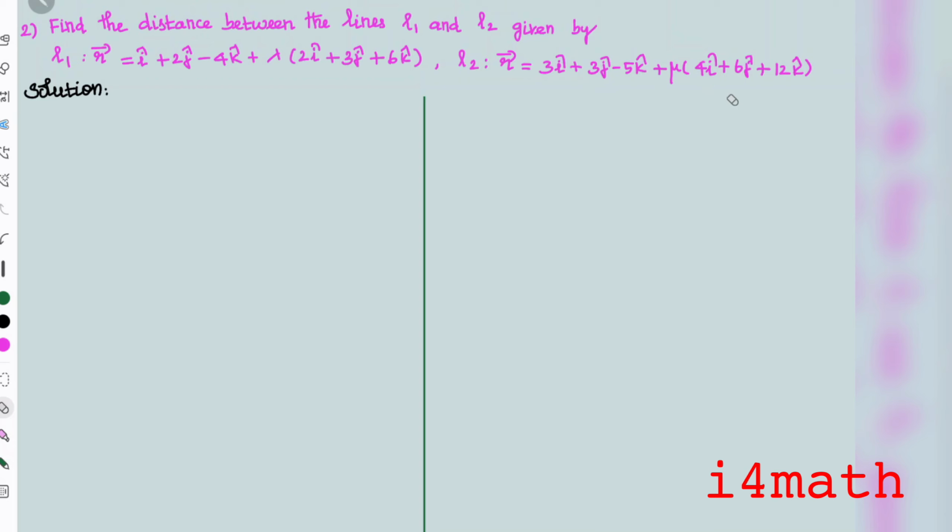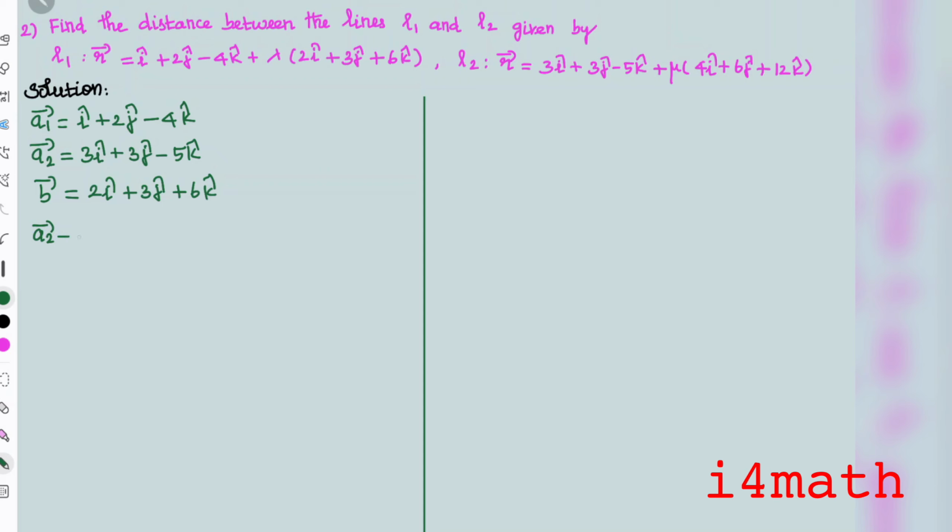Here, from the given two lines, we can find a1 vector, a2 vector, b1 vector and b2 vector. What is a1 vector? From the given first line, a1 vector is i cap plus 2j cap minus 4k cap. Similarly, from the second line, a2 vector is 3i cap plus 3j cap minus 5k cap. From the given two lines, we observe that they are parallel lines. So 2, 3, 6 and 4, 6, 12 are proportional values, so we can take the b vector as 2i cap plus 3j cap plus 6k cap.